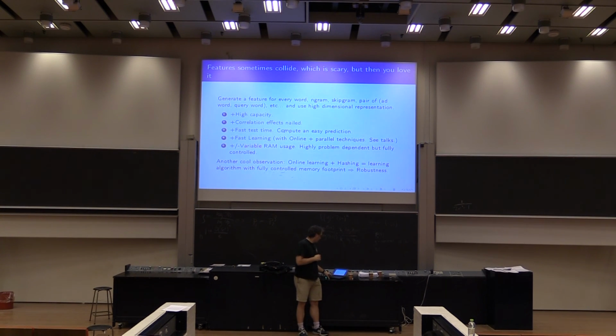So when you add hashing in to online learning, you get a lot of nice effects together. Okay, so you have high capacity because we're looking at these word-like features. They're just naturally very many features. You can nail down the correlation effects between individual words.